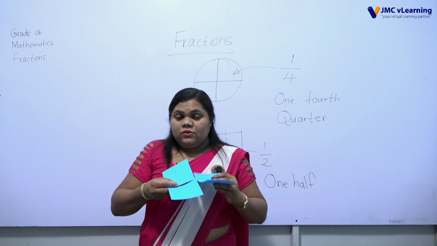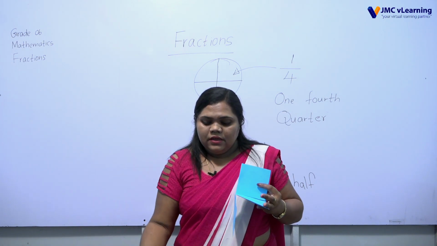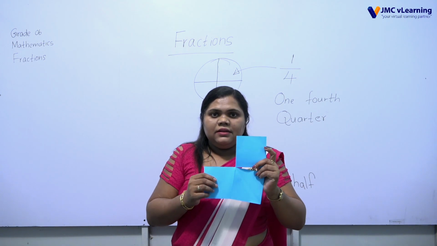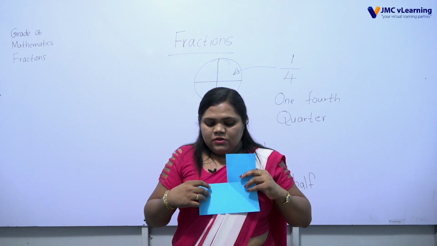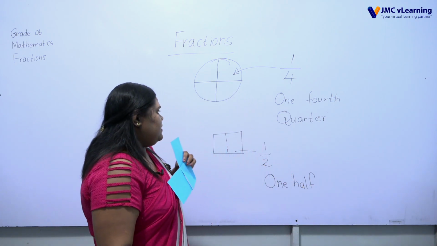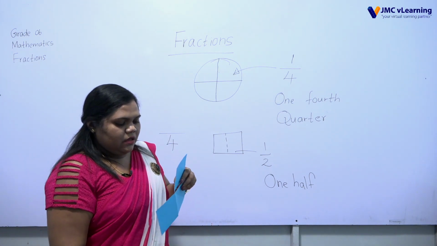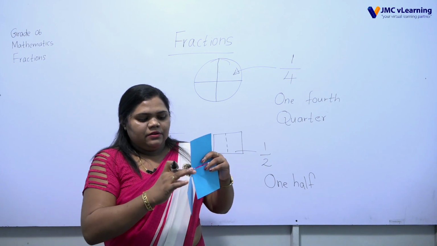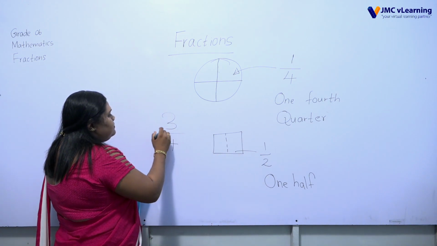Earlier I told you, this is a whole one and we took 1 part from it, and now it is remaining like this, no? So how can we write this as a fraction? For that, first you write the number of parts. How many parts were there? 4. And we removed 1, no? Now 3 parts remain. So we have to write that.